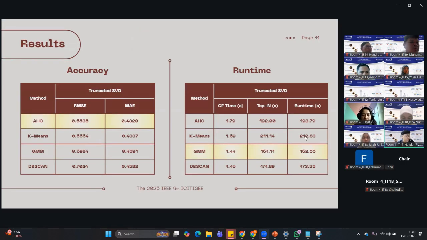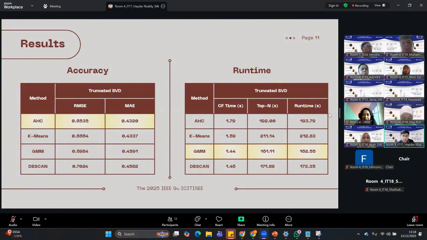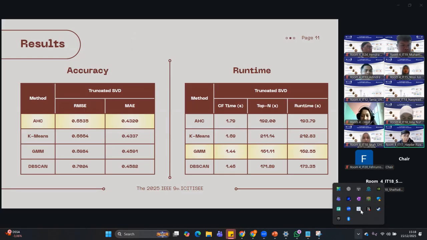First, accuracy. Here we present the root mean squared error and mean absolute error values for each clustering method. AHC achieved the best accuracy with an RMSE of 0.6535 and MAE of 0.4320 using truncated SVD. K-means performed consistently well. GMM and DBSCAN produce higher errors, but remain useful in other contexts.